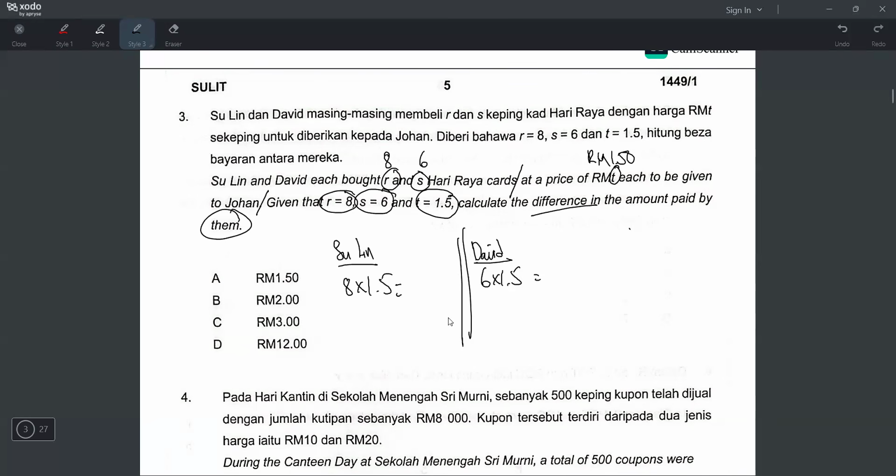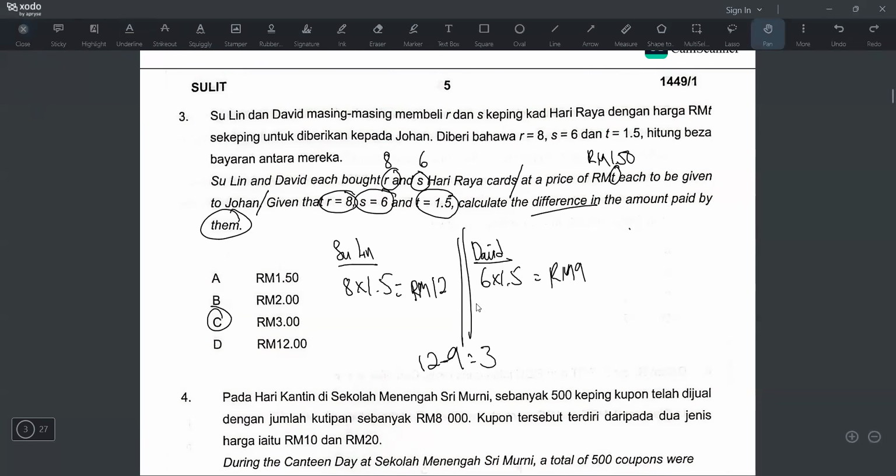So what I get here is 8 times 1.5. Wait, all right, I got 12 here. And this 12 is RM, by the way, the price. And then 6 times 1.5. Wait for me. I got 9. So to get the difference is 12 minus 9. So it's 3 ringgit. So the answer is C.